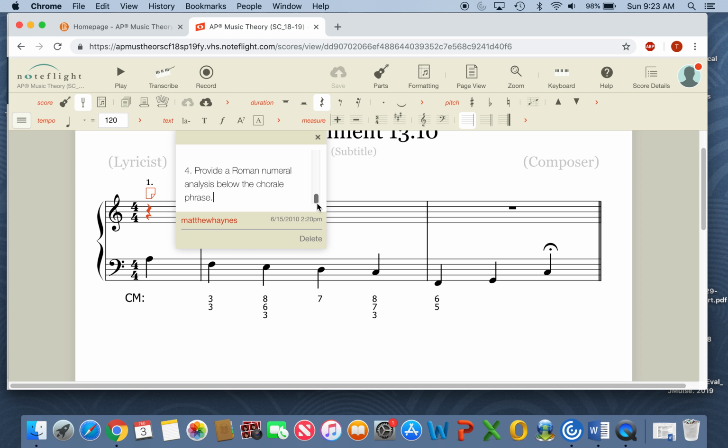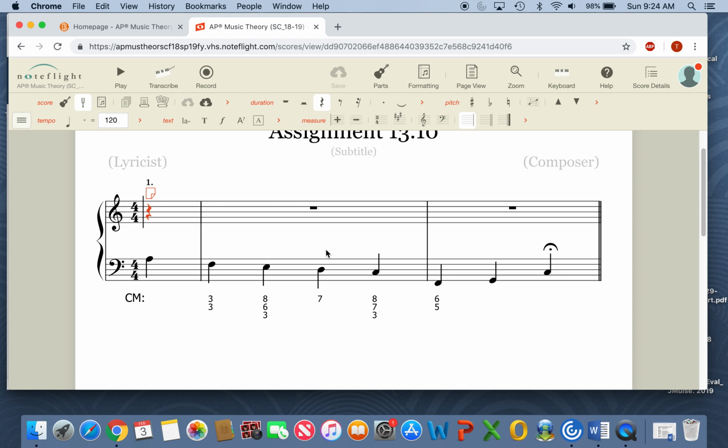Provide a Roman numeral analysis below the chorale phrase. That's the way you always do. So what else is there to say about this? This figured bass tells you you're going to double the third. This figured bass tells you 863, so an octave above. And then the sixth, I don't know why they bothered with the 3, but okay. 873. They want you to have octave, 7th, 3rd, but not a 5th. That's just a regular figured bass.